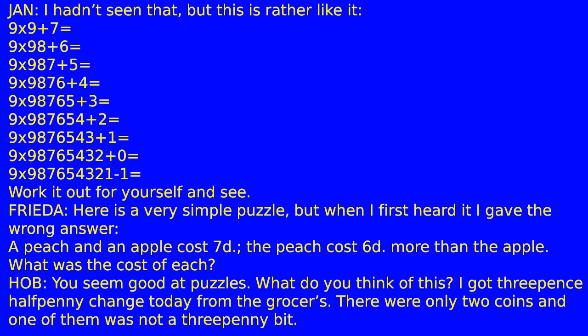Frida: Here is a very simple puzzle, but when I first heard it I gave the wrong answer. A peach and an apple cost 7d. The peach cost 6d more than the apple. What was the cost of each?